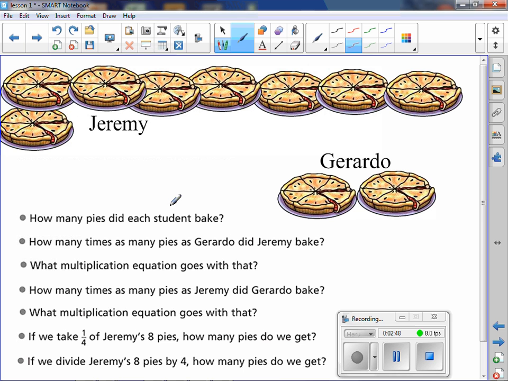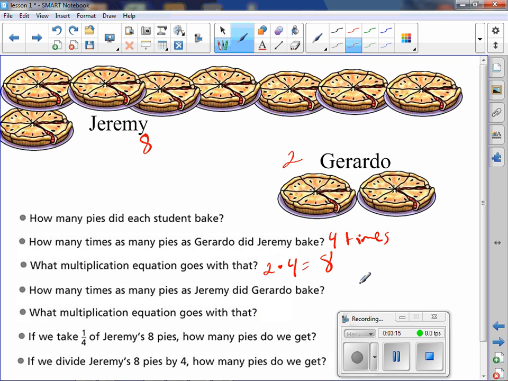All right, this is not in your book, but we're just going to run through this really quickly. How many pies did each student bake? Hopefully you can see right away this is 2. Maybe you started counting those. There's 8. So how many times as many pies did Gerardo bake as Jeremy? Well, 4 times, right? What multiplication equation goes with that? Well, 2 times 4 equals 8.